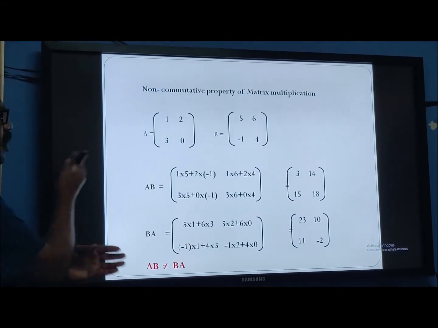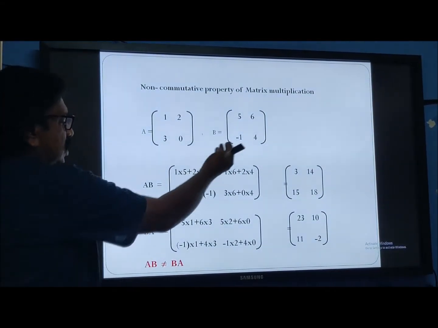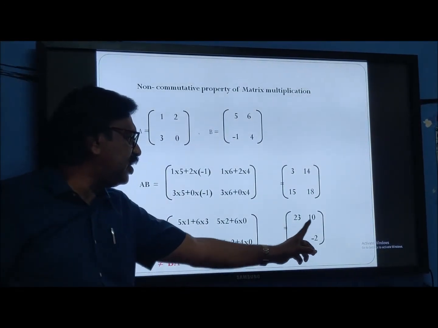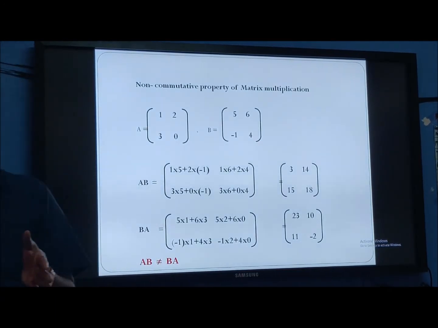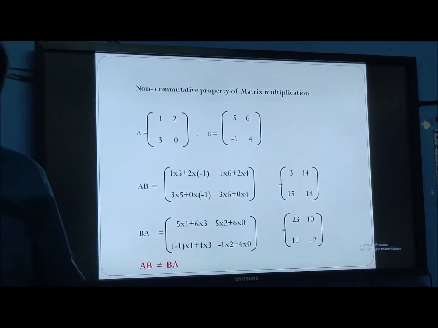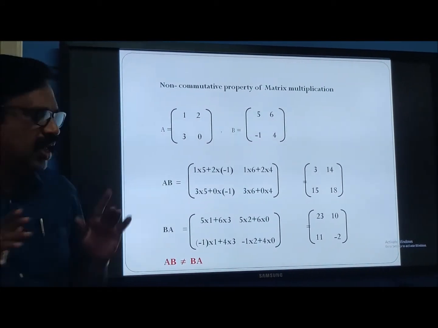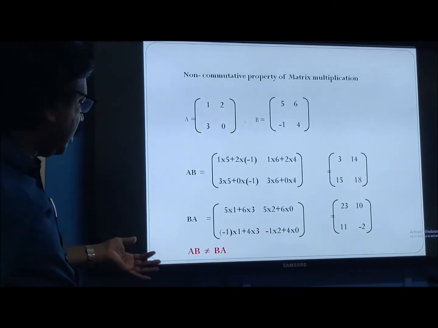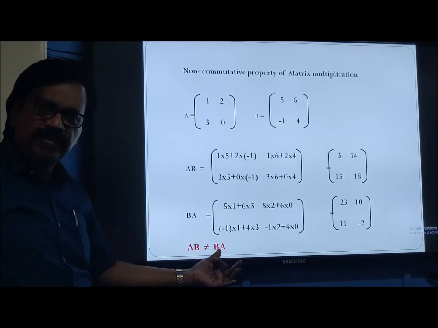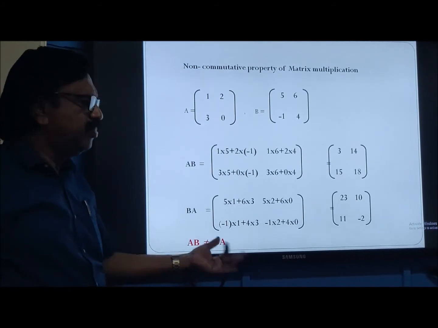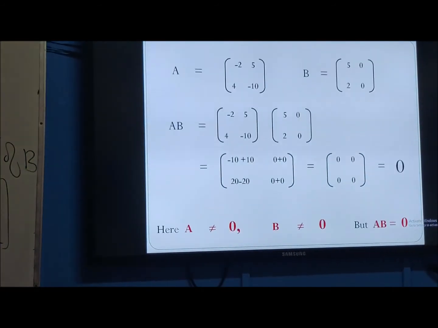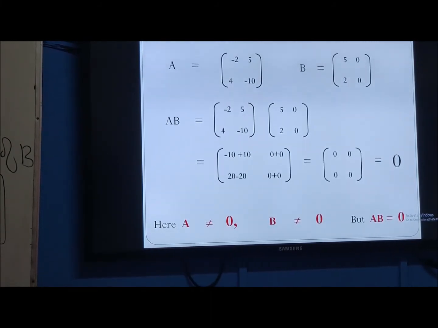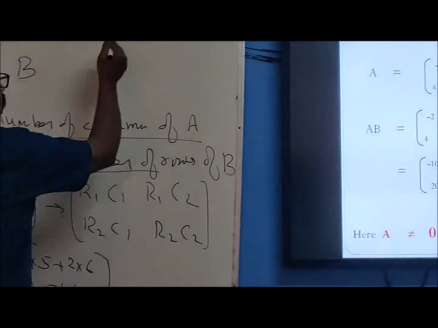Then we calculated BA, the reverse multiplication. That also we calculated, and we got the answer: 23, 10, 11, minus 2. You see the difference? Their corresponding elements are not equal, therefore the two matrices are not equal. Hence we can say that in general, we cannot say it is a formula, but in general, AB may not be equal to BA. AB not equal to BA. One more interesting thing we can see. Now when we multiply two numbers, just if you are taking the product of two numbers, A into B.